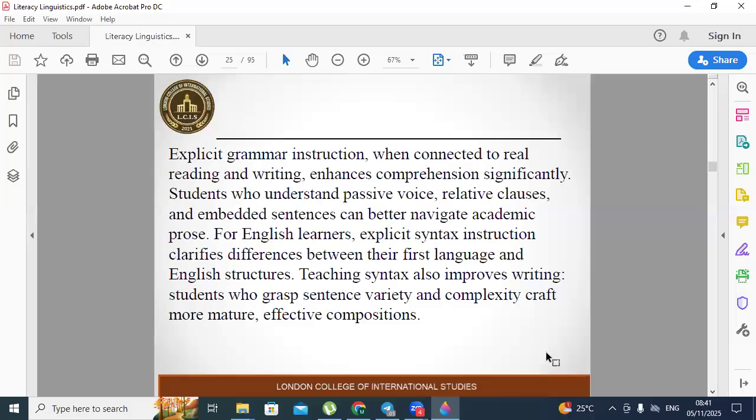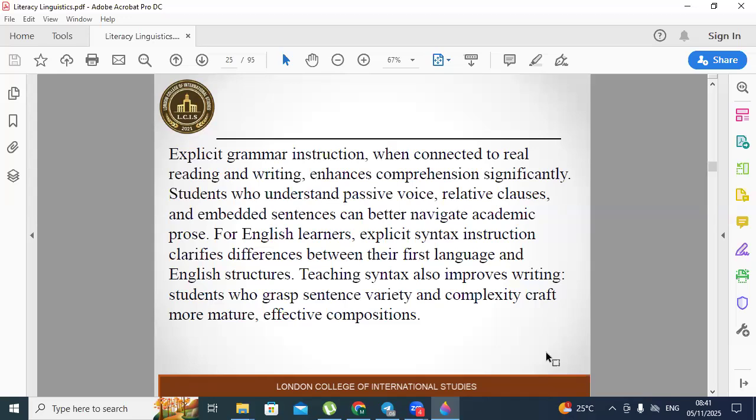For English learners, explicit syntax instruction clarifies English structures that differ from their home language. Spanish speakers learning English, for example, benefit from explicit instruction about English word order, auxiliary verbs, and article usage, features that differ from Spanish. The key is connecting grammar instruction to meaningful reading and writing.